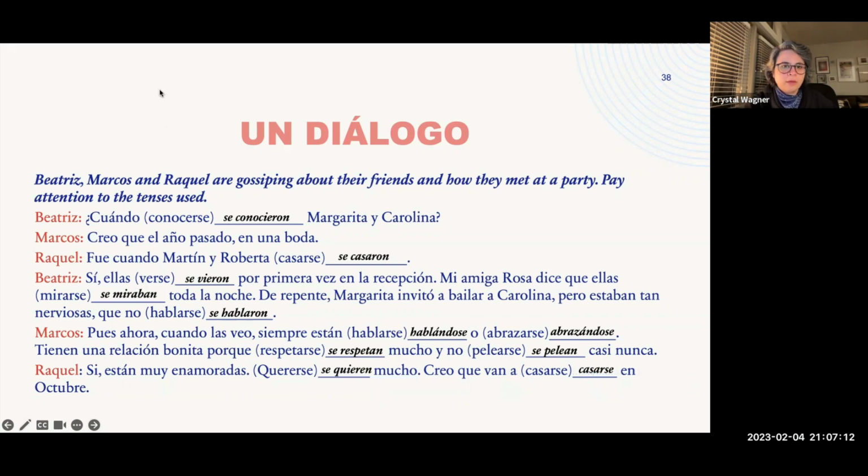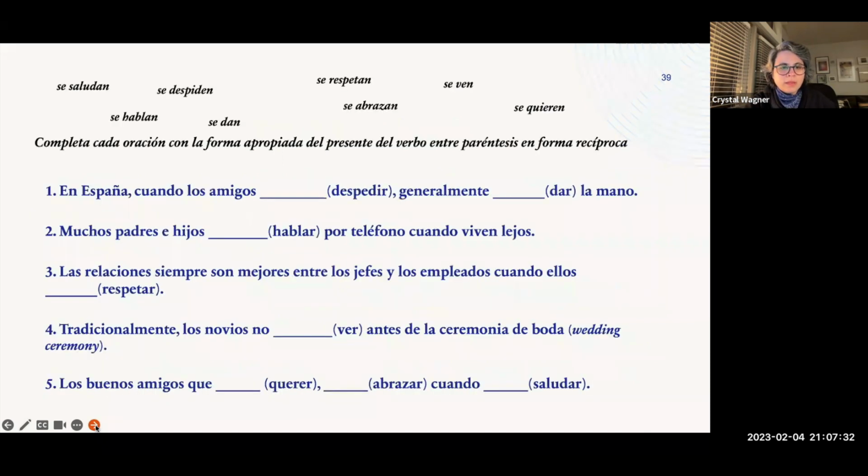Okay, muy bien. I hope that this makes sense. And if not, please make sure to post on the open forum or send me a message and I will be happy to explain it to you, and so with anything else in this presentation. Let's look at a few more examples.